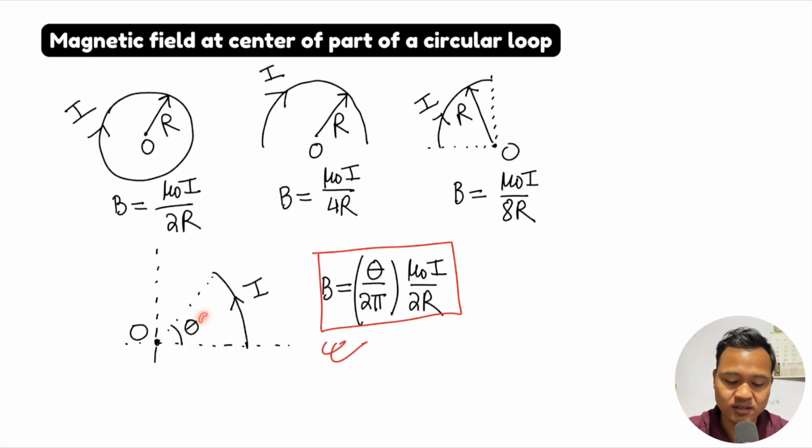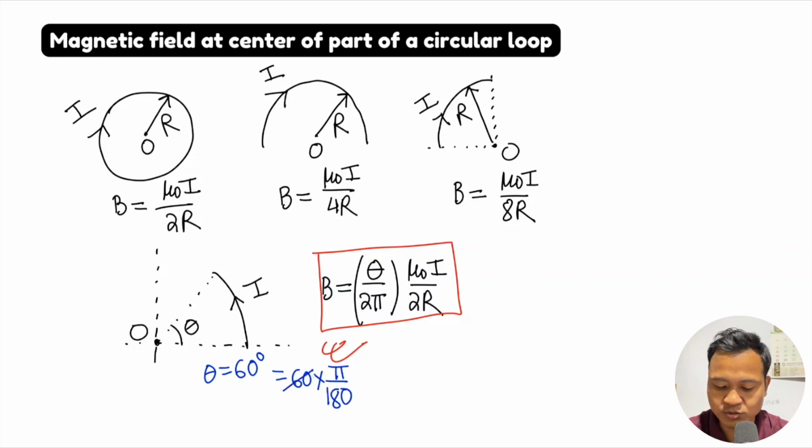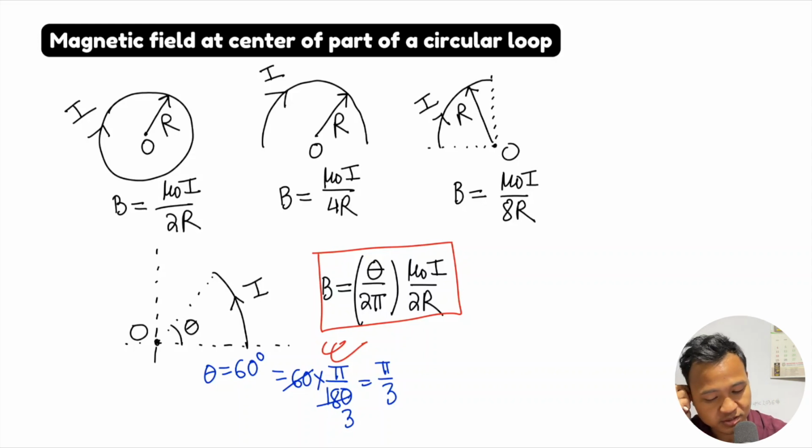For any angle, if they give you 60 degree here, you put it in terms of radian. For example, theta equals 60 degree, convert it to radian: 60 into pi by 180. 6 threes are 18, so pi by 3. So pi by 3 is the theta you put in. That is how you find it.